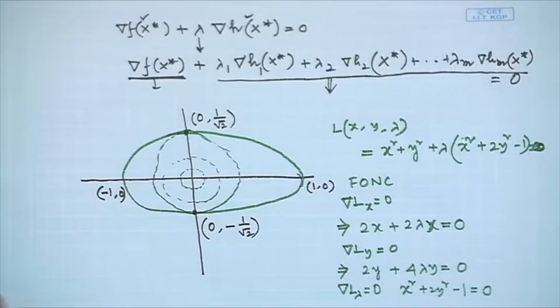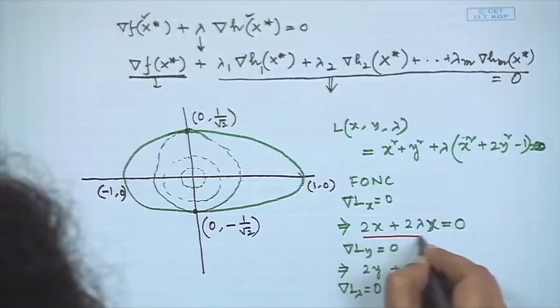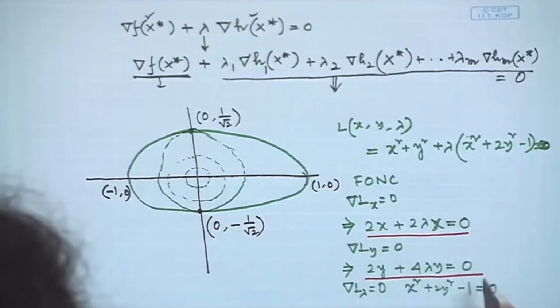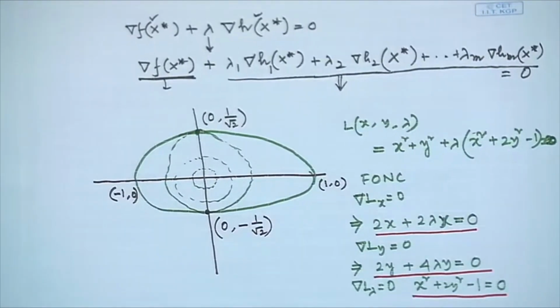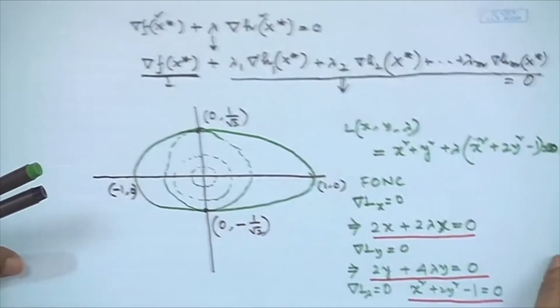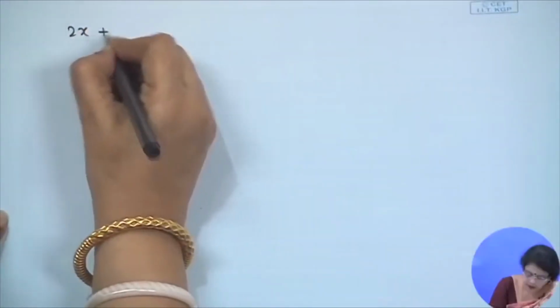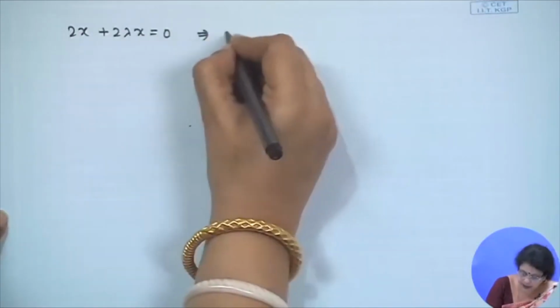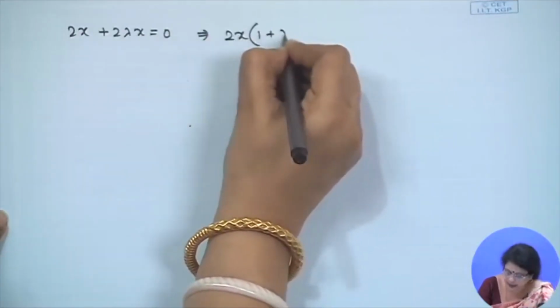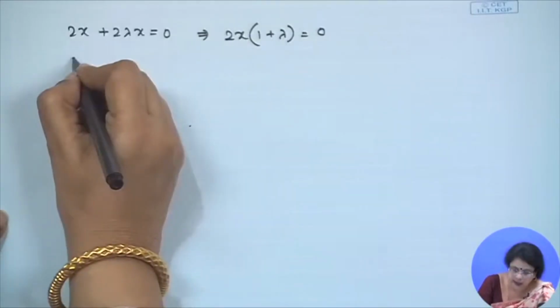We are getting 3 equations and 3 unknowns from here. If we just do the calculations for this one, let me write down once more the equations for you. That is 2x plus 2 lambda x is equal to 0, which implies 2x(1 plus lambda) is equal to 0.